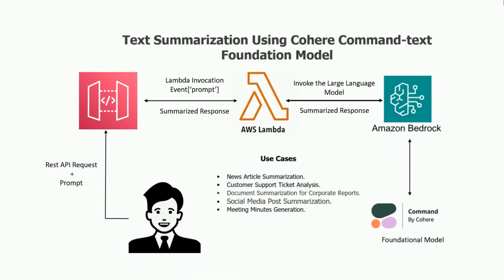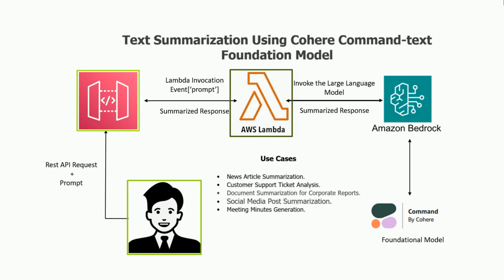Now let's understand this flowchart, which is demonstrating text summarization using Cohere command text foundation model through Amazon Bedrock and AWS Lambda. Now here you can see there is a user who sends a REST API request containing a text prompt, and in the prompt the user can put some text for summarization, like a news article or social media post, to an API gateway. The request is processed by an AWS Lambda function which triggers the summarization process.